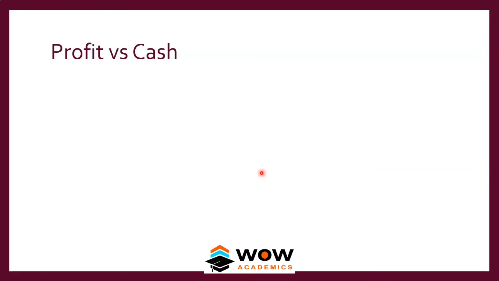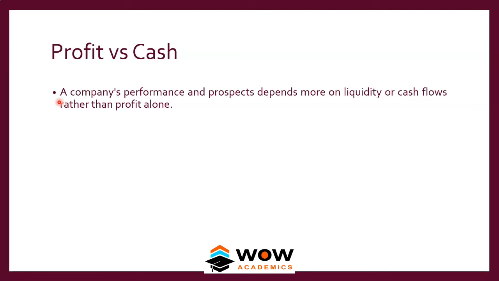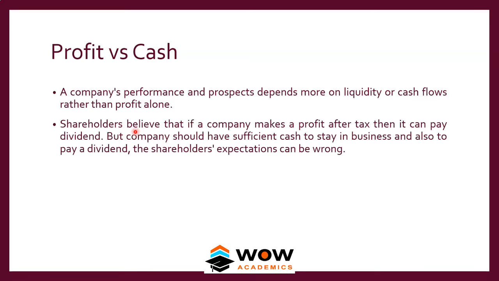So we'll see the difference between profit versus cash. A company's performance and prospects depends more on liquidity or cash flows rather than profit alone. So profit is important, but cash flow is also quite important. Shareholders believe that if a company makes a profit after tax, then it can pay dividend, right? But the company should have sufficient cash to stay in business and also to pay a dividend.